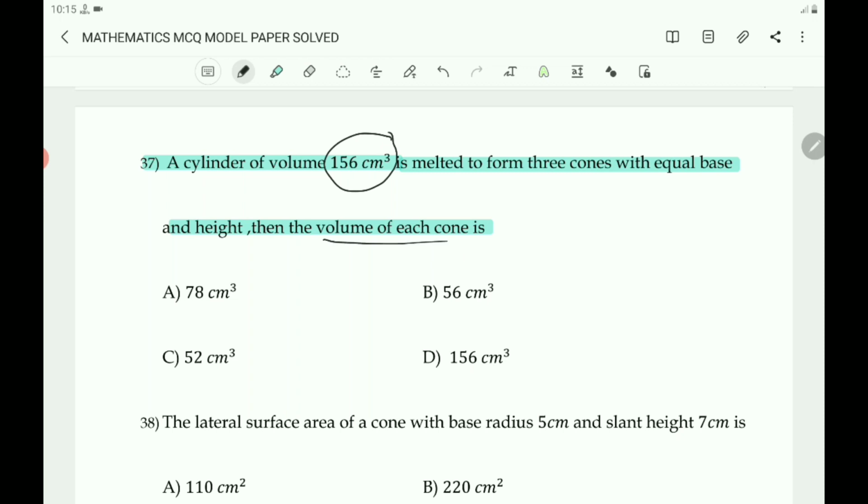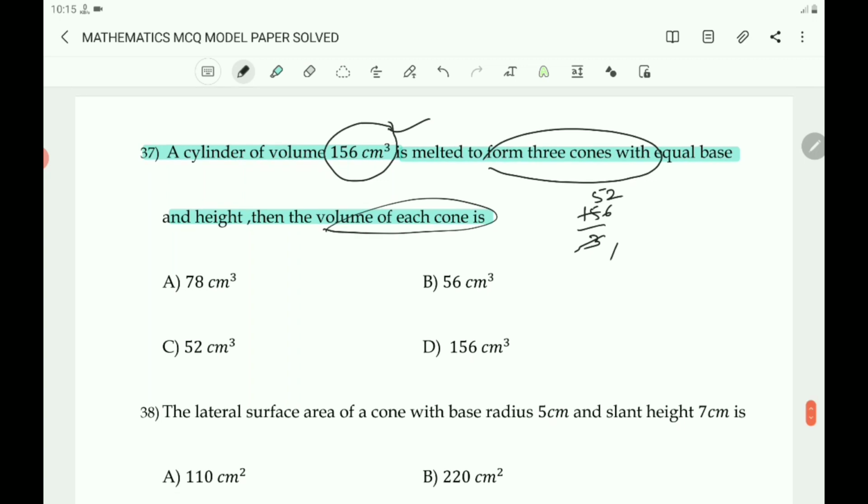Then the volume of each cone. Here, the volume of the cylinder must be equal to the total volume of the 3 cones. So the volume of each cone must be equal to what? 156 divided by 3. So you will get 3 5s are 15, 3 2s are 6. So what is the volume of each cone? 3 cones are there. Volume of each cone is 52 cm cube. The answer is 52 cm cube.